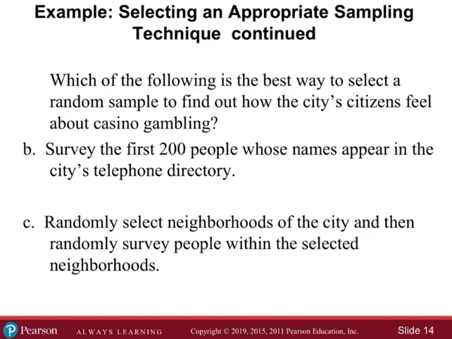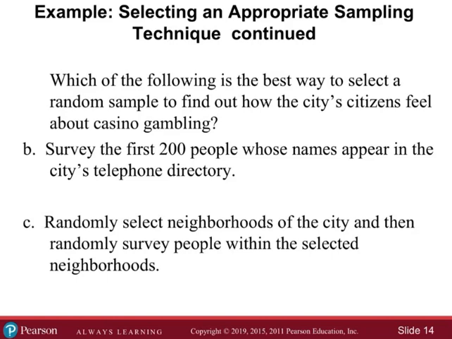No. Randomly select neighborhoods of the city, and then randomly survey people within the selected neighborhood. Yeah, that's actually, what is that called? Is that a random sample? I think it has another name, but yeah, C is appropriate, right? You identify all the neighborhoods of the city, and then randomly survey people within the selected neighborhoods.